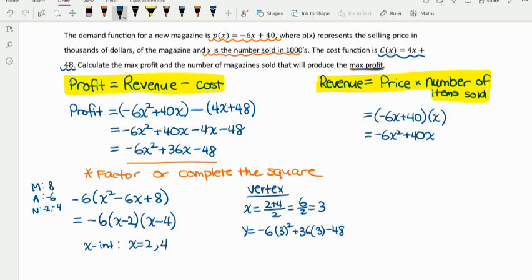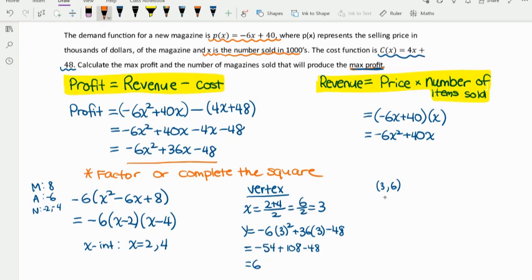If you do your math, negative 54 plus 108 minus 48. You should get 6 if we did our calculations correctly. So the vertex is (3, 6), right?